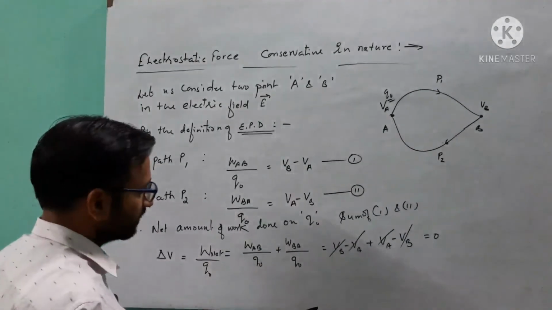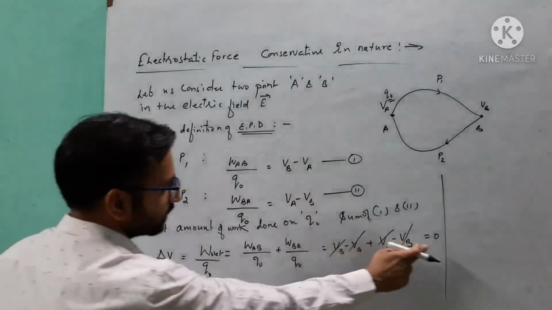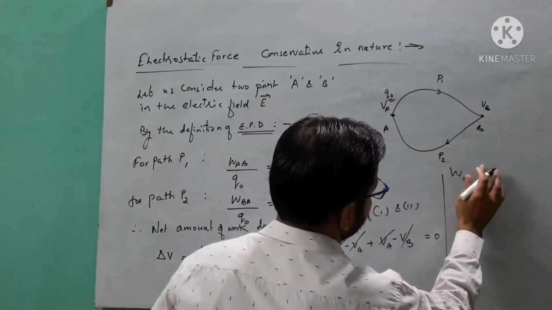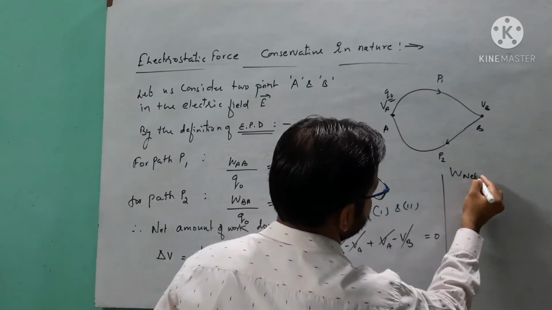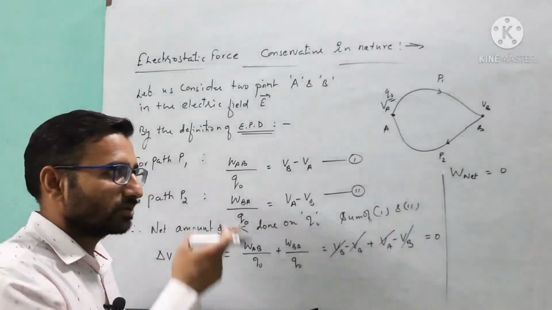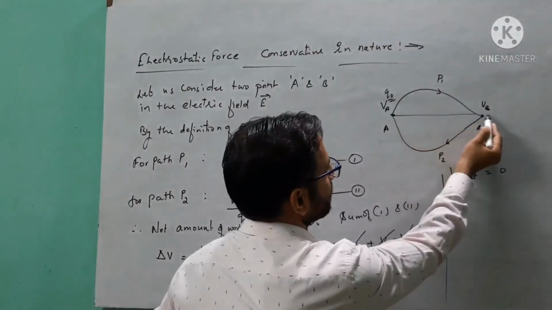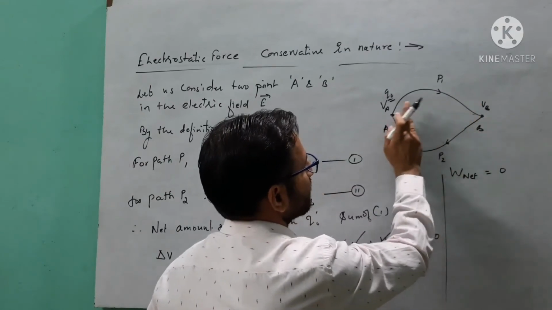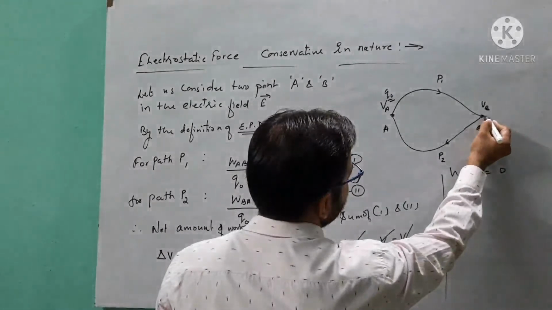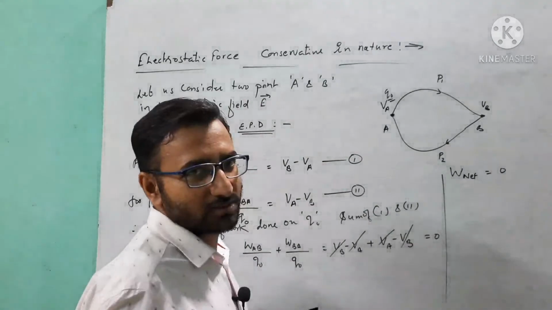So what does it mean? It means that if delta V is equal to 0, then W net is equal to 0. Hence we can say that this total amount of work done, or net amount of work done, does not depend on path. In both of the paths we will observe the same work, and we can say that it depends only on the final and initial position of the charge.